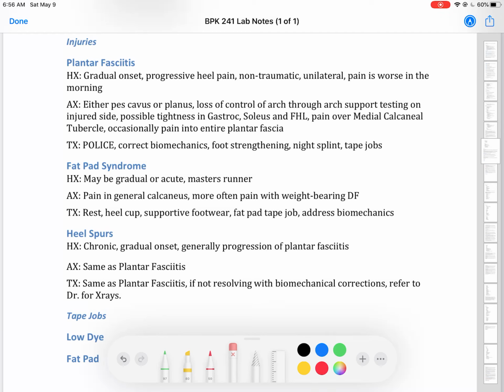For our injuries for the foot lab, there's just 3 injuries that we'll go over, and all of them are chronic gradual onsets. Cumulative overuse, trauma to the foot, rather than one acute traumatic incident. First one, plantar fasciitis, so usually associated with running, although it can occur in non-runners as well.